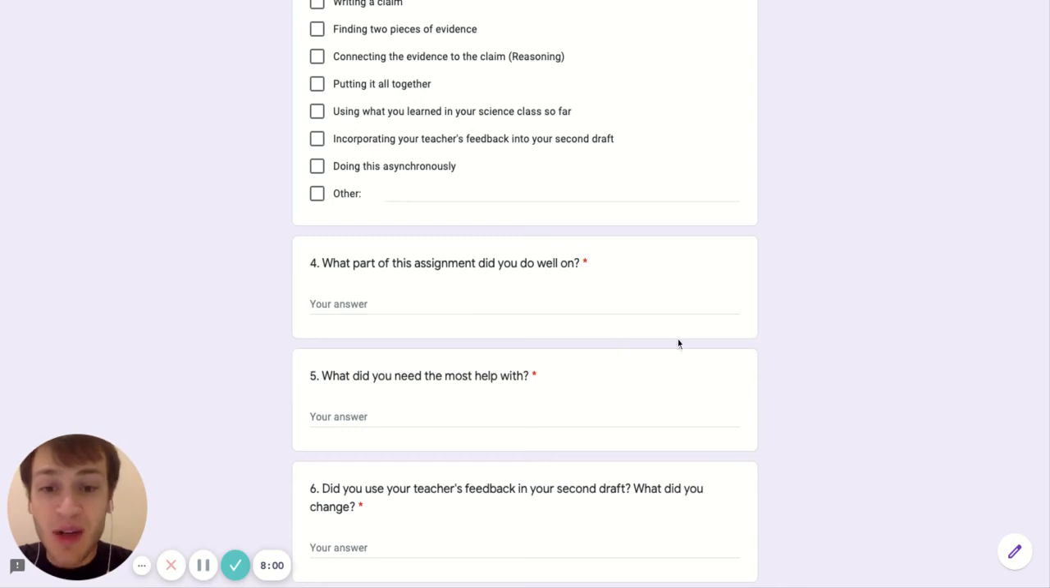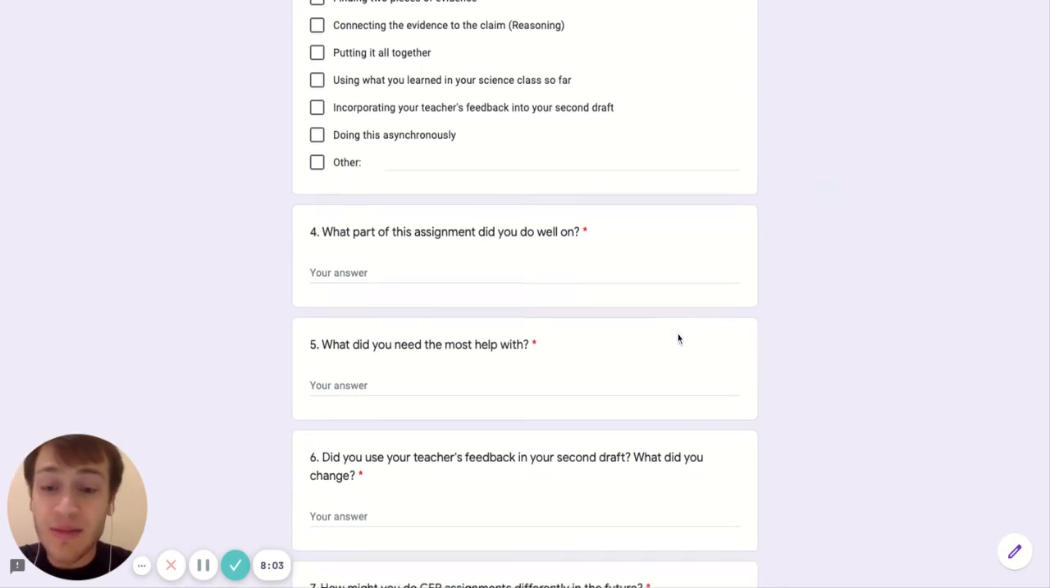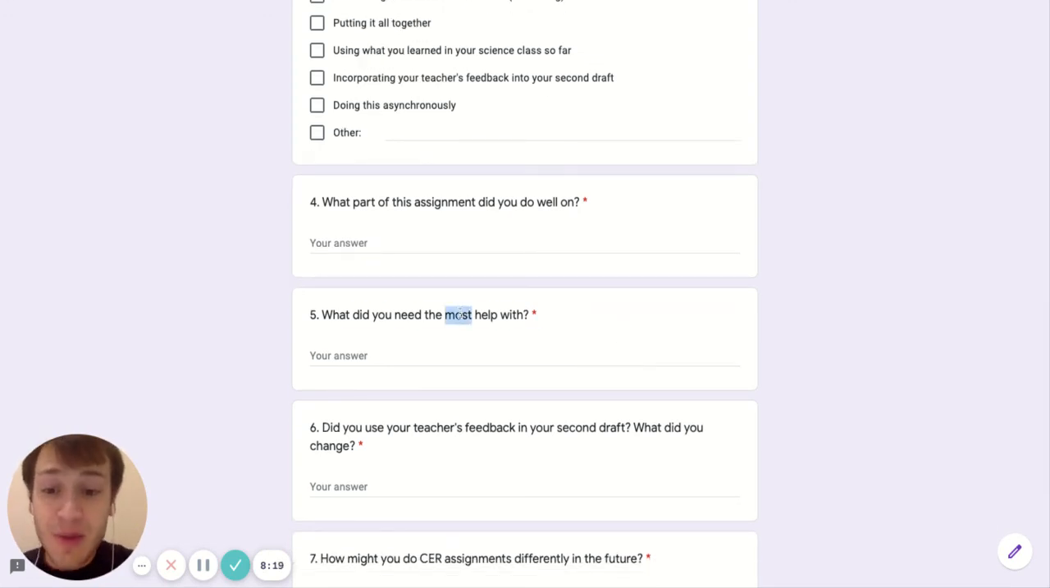Number 4 says, what part of this assignment did you do well on? So this isn't asking what part of the assignment was easy for you. It's asking what part of the assignment did you think you did really well? And sometimes that actually could be the hardest part. Maybe you did the hardest part of the assignment really well, and you should be proud of that. Number 5, what did you need the most help with? So please be honest with number 5. That will help your teachers understand how we can help you better in the future.